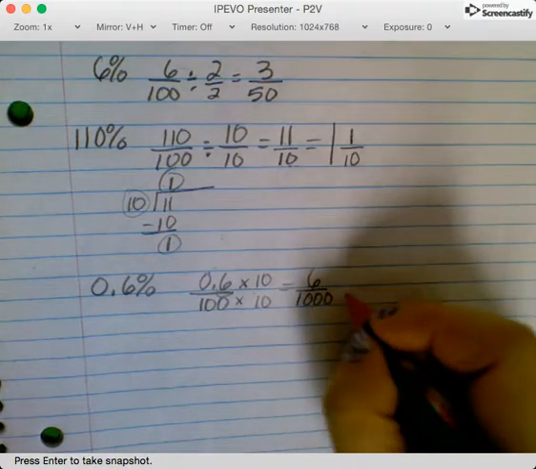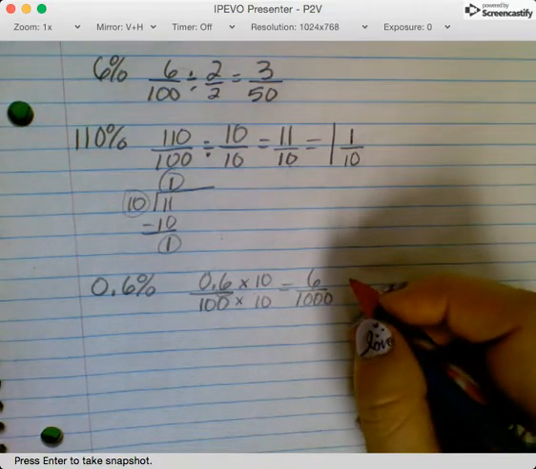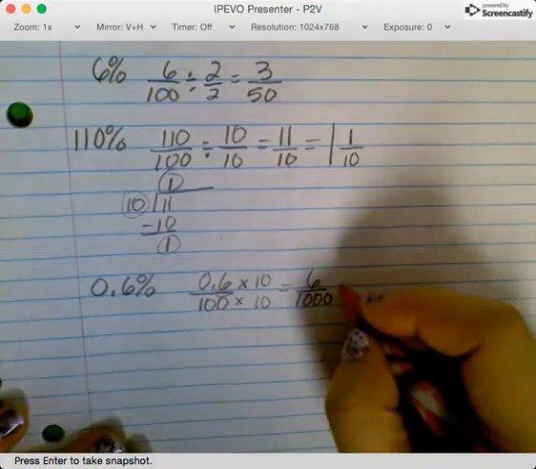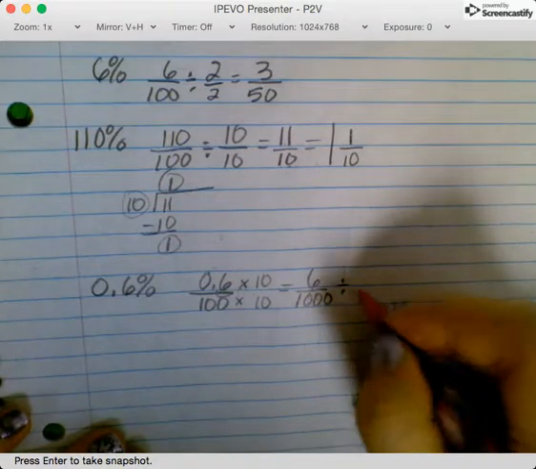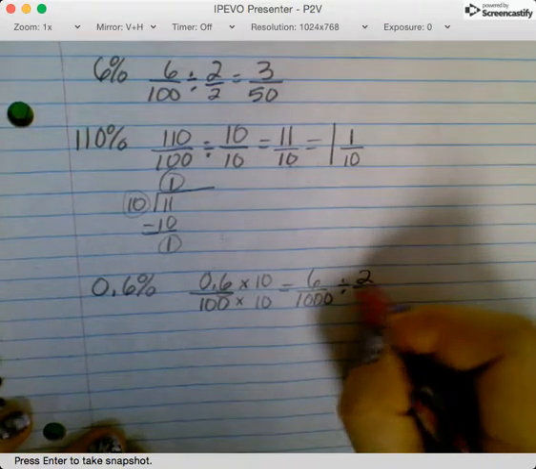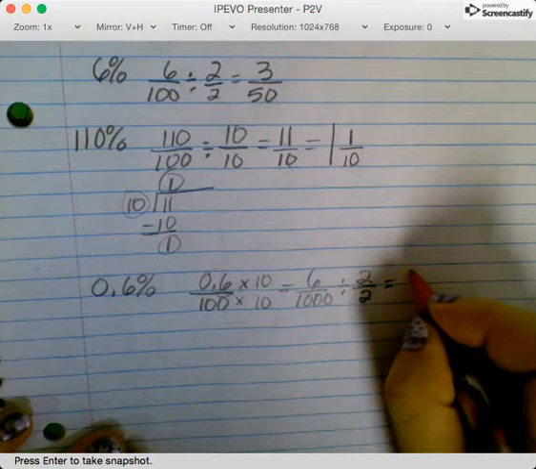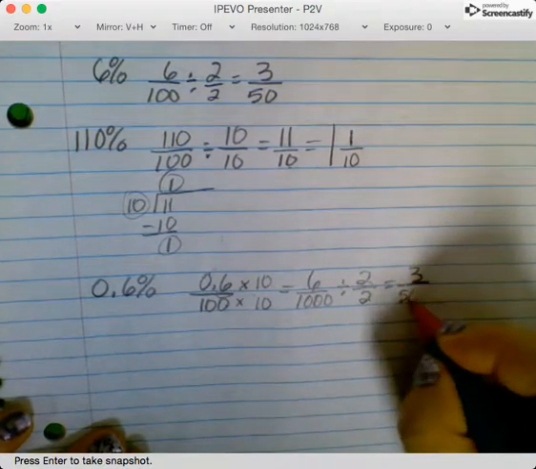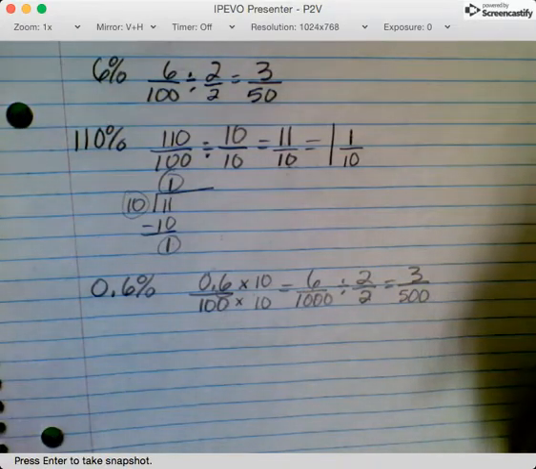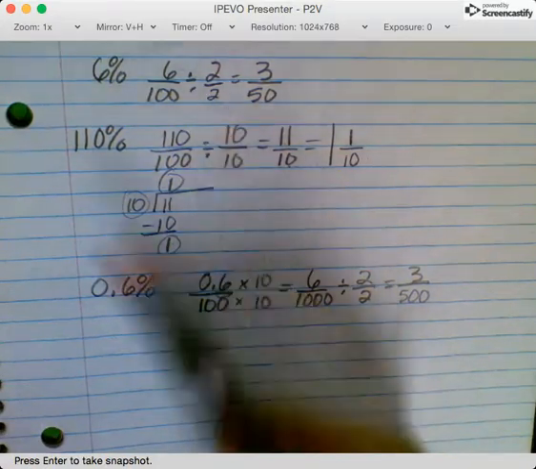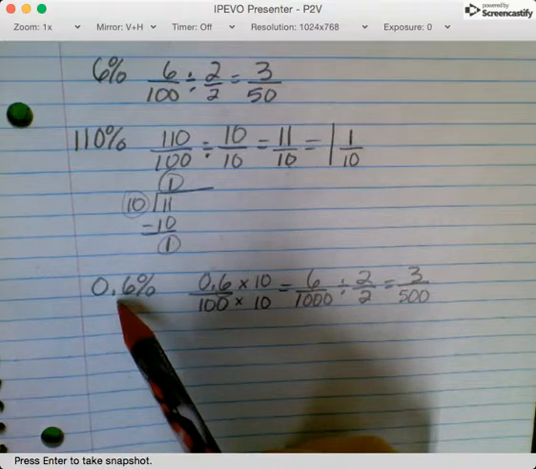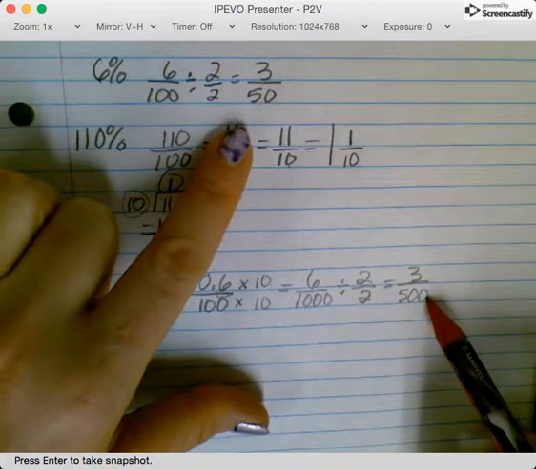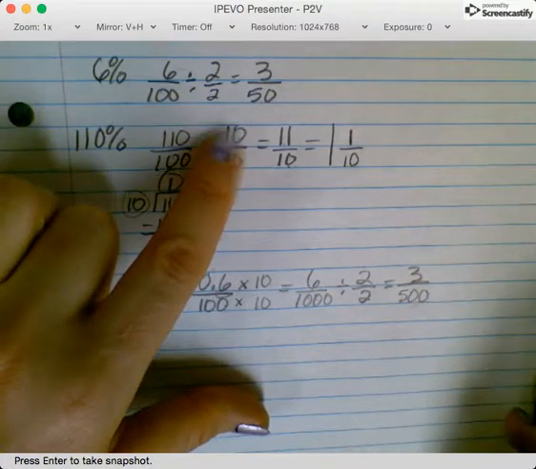So I have 6 over 1,000, and then I still need to reduce because 6/1,000ths is not lowest terms. So I can divide both of those by 2. 6 divided by 2 is 3. 1,000 divided by 2 is 500. So this one is 3/500. It's very similar to this problem up here, but this one had a decimal. So if you'll notice, the difference between these two is this one is 10 times bigger on the bottom.